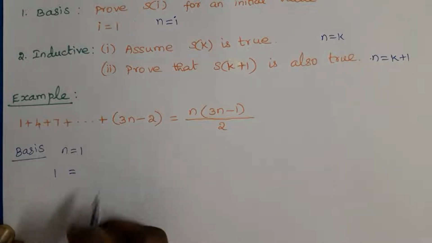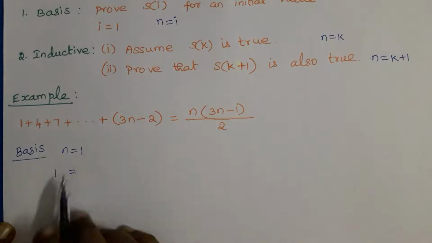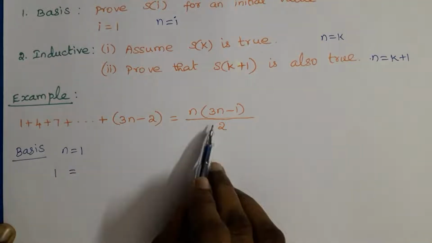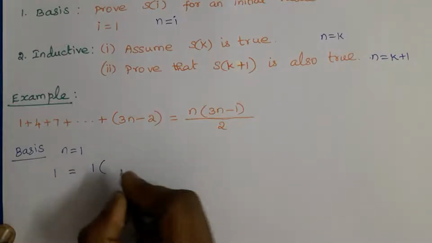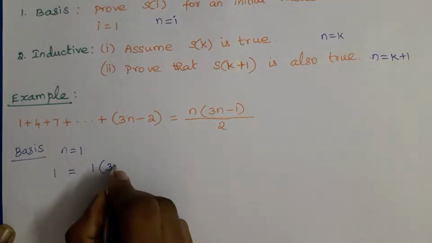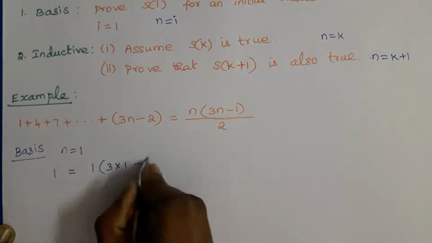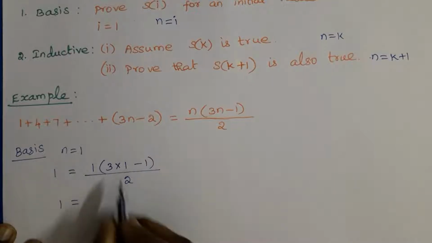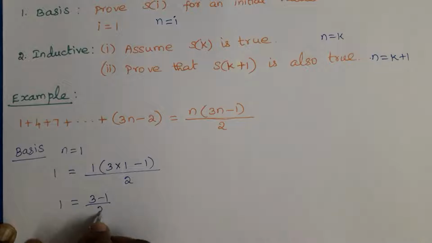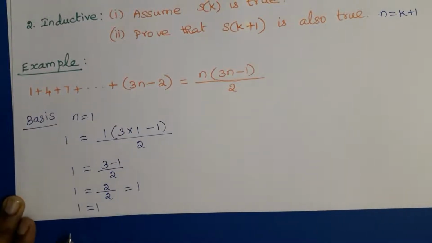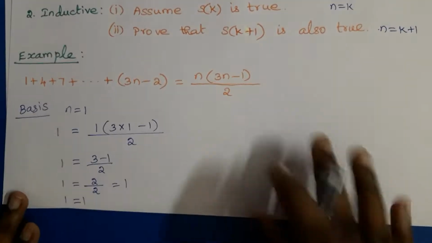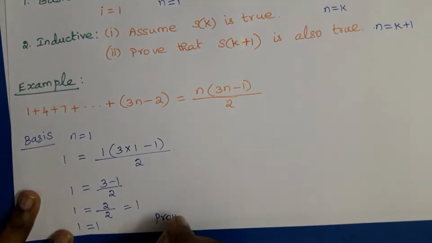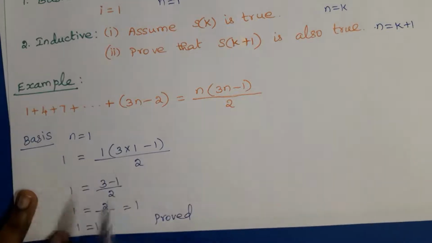So we have to consider the first term in the equation. The left hand side of this equation is 1. Substitute 1 in the right hand side of the equation. We will get 1 times 3 times 1 minus 1 divided by 2. If we solve this, 3 minus 1 divided by 2, so 2 divided by 2 is equal to 1. Both left hand side and right hand side are 1. Hence the given statement is proved for the basis case.